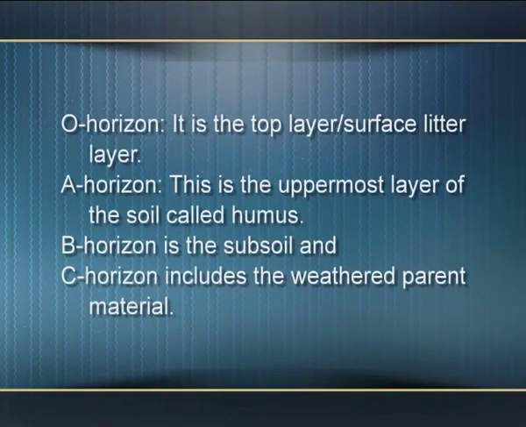O horizon. It is a top layer or surface litter layer. A horizon. This is the uppermost layer of the soil called humus. B horizon is the subsoil and C horizon includes the weathered parent material. The microorganisms present in soil include soil bacteria, fungi, soil algae, nematodes, insects, arachnids, earthworms, etc., which play a dominant role in the functioning of the entire terrestrial ecosystem.